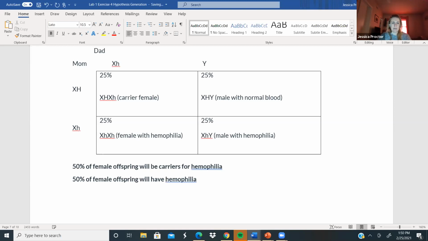Okay, and then with the males, so 50% of male offspring will have normal blood production, and 50% of male offspring will have hemophilia.